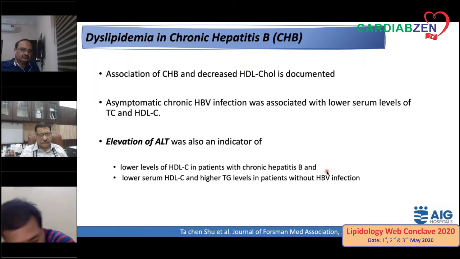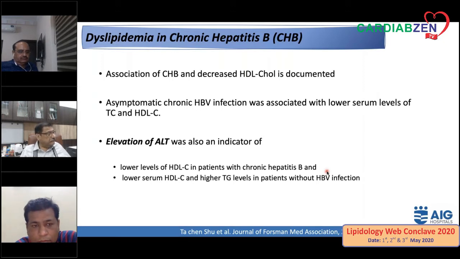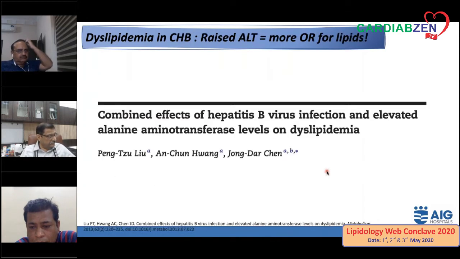In hepatitis B, there are also some studies. This was a study of around 1,500 hepatitis B carriers who were tested for their lipid profile, and it was found that the asymptomatic carriers had lower total cholesterol, LDL and HDL cholesterol, but when these patients' ALT level increased, their HDL level decreased and their triglyceride level increased, compared to patients who had a normal ALT level.